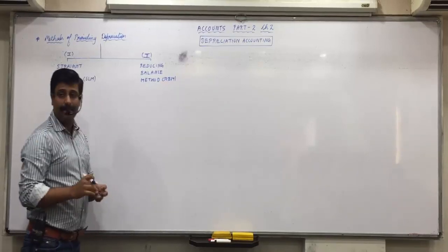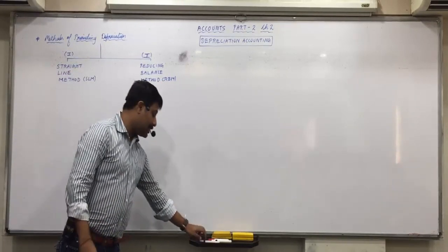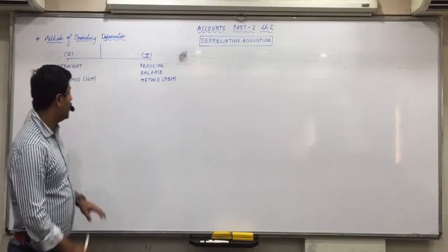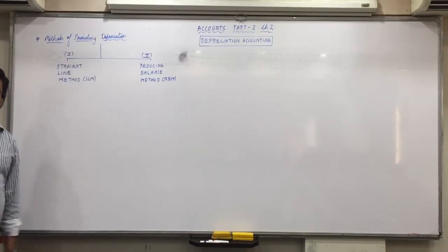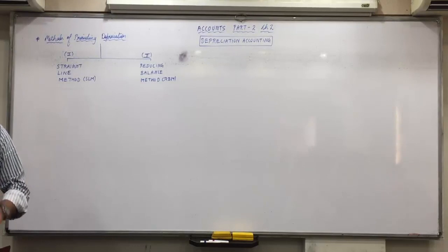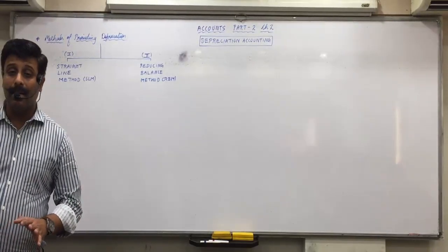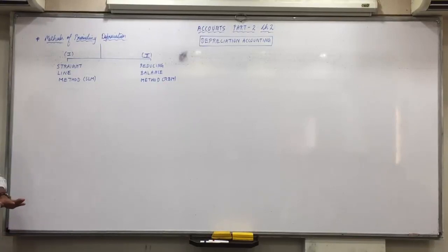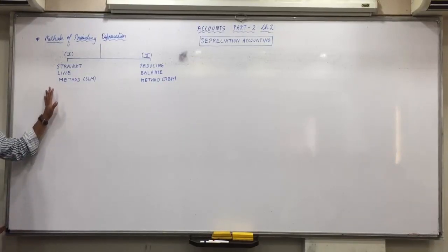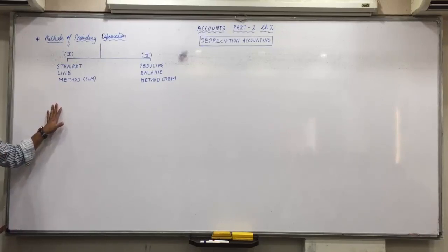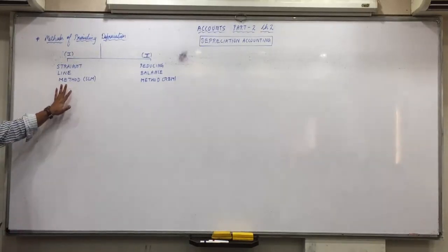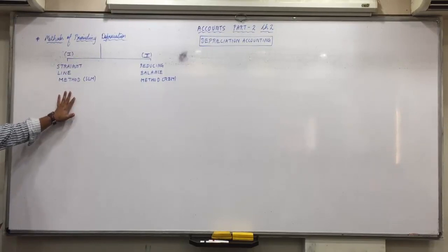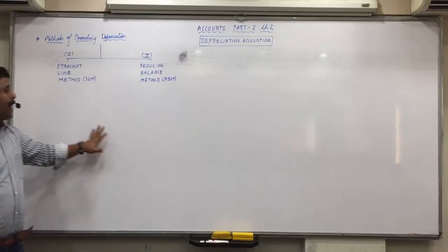One is the straight line method, the other is the reducing balance method, SLM and RBM. Straight line method is also called equal installment method. It is also called fixed installment method. I'll tell you all that later on. But if these names come in exams, don't consider it out of syllabus. It is the same method.